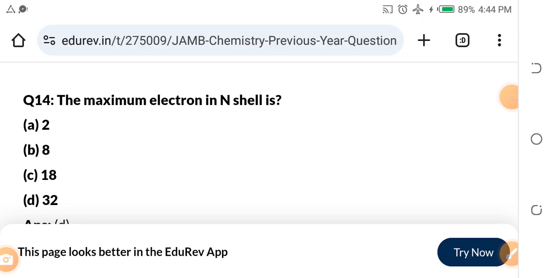In part 8, when we return, we will continue from question 14 and keep moving ahead.